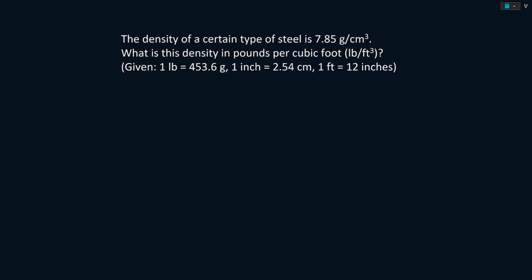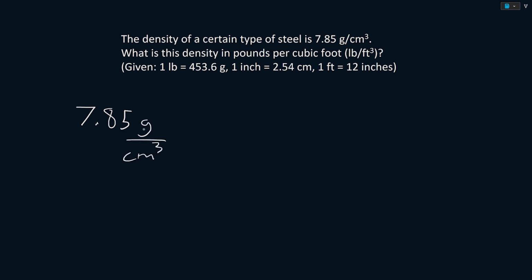The density of a certain type of steel is 7.85 grams per centimeter cubed. What is the density in pounds per cubic foot? First, we'll start with our unit given, which is 7.85 grams per centimeter cubed.